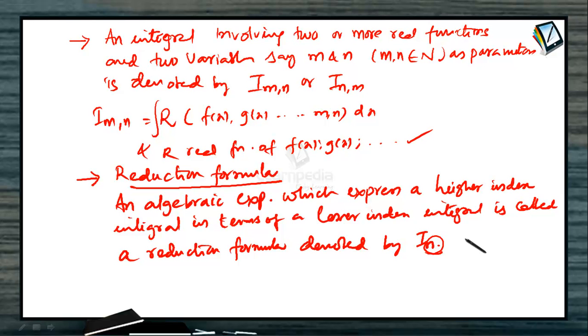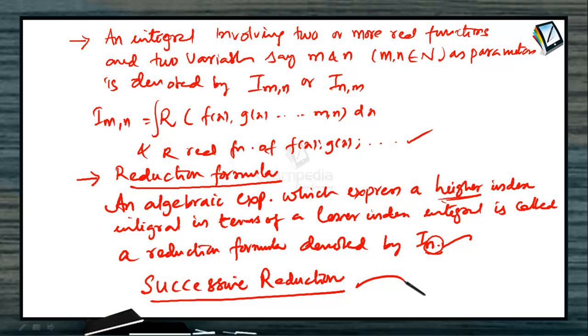When you reduce such an integral, which is an algebraic expression that expresses the higher index integral in terms of a lower index integral, then the successive reduction of this n gives you the process of successive reduction. The process of successive reduction is that we'll have some standard integrals by means of it. Here we go with the standard integrals.